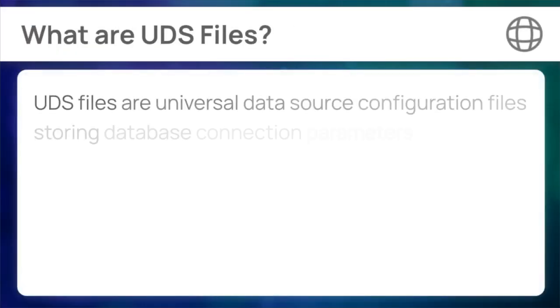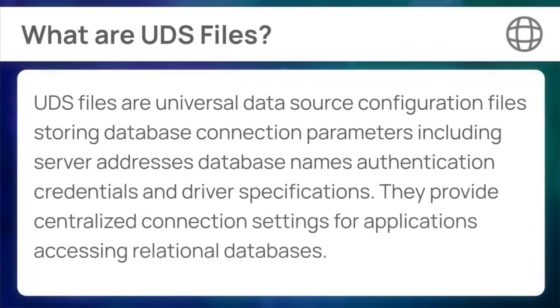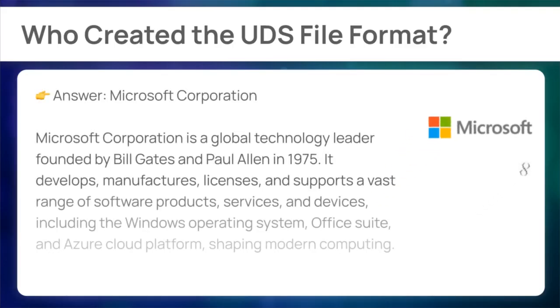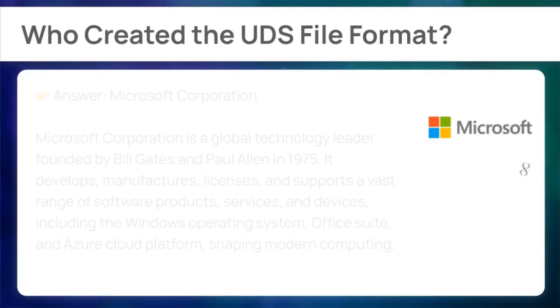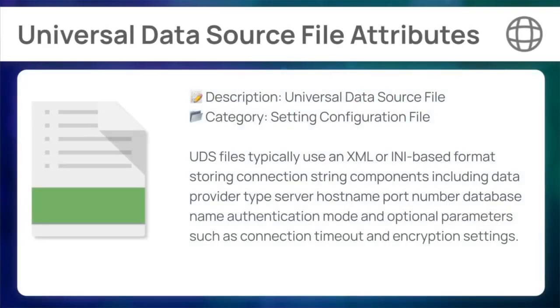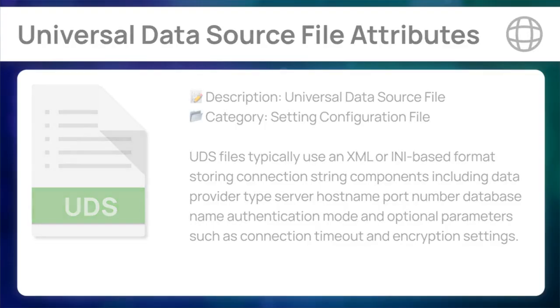UDS files are universal data source configuration files, storing database connection parameters including server addresses, database names, authentication credentials, and driver specifications. They provide centralized connection settings for applications accessing relational databases. UDS files typically use an XML or INI-based format, storing connection string components including data provider, server type, hostname, port number, database name, authentication mode, and optional parameters such as connection timeout and encryption settings.